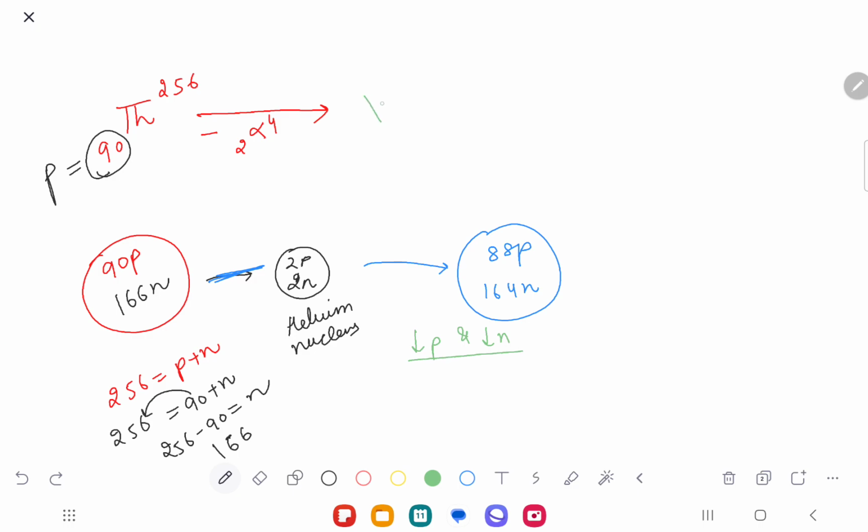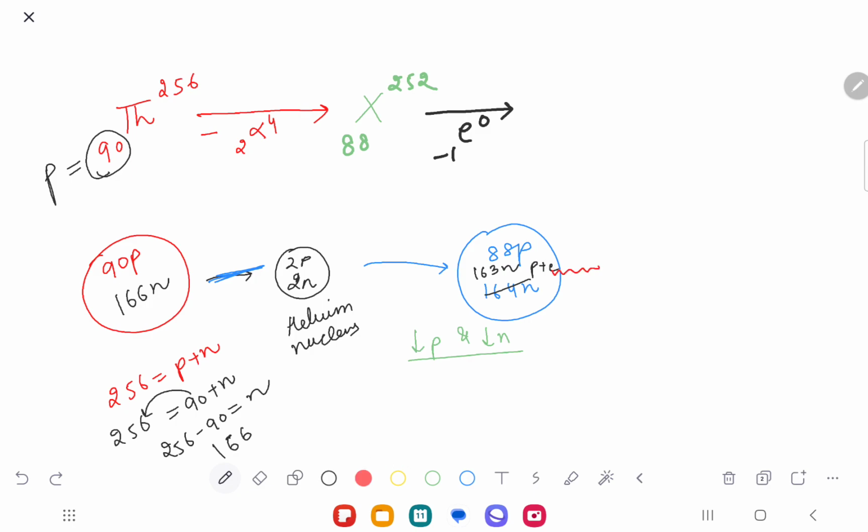And now, let's suppose some element X shall be formed. That X element will have atomic number 88 and mass number 252. Yes or no? It again undergoes one beta decay. So what is one beta decay? That one neutron shall break down. So I will have now 163 neutrons left, and that will produce one proton and one electron.